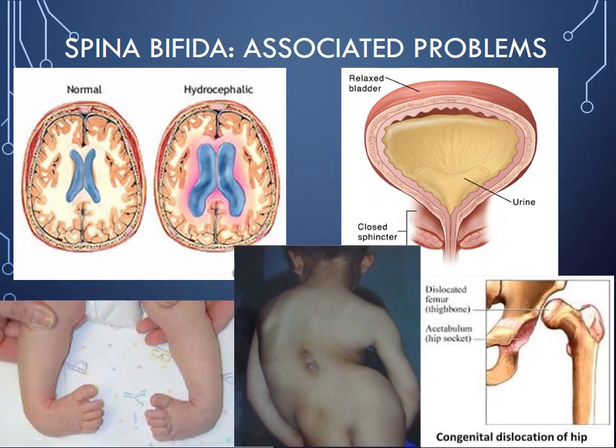So let's look at some associated problems. Hydrocephalus occurs in about 90%. They may have a neurogenic bladder, constipation, poor anal sphincter tone, congenital dislocated hips, club feet, scoliosis, and loss of motor and sensory function below the defect.